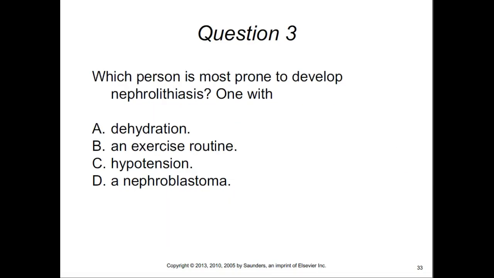All right, so which person is most prone to develop nephrolithiasis, right? One with dehydration, that sounds good, an exercise routine, right?